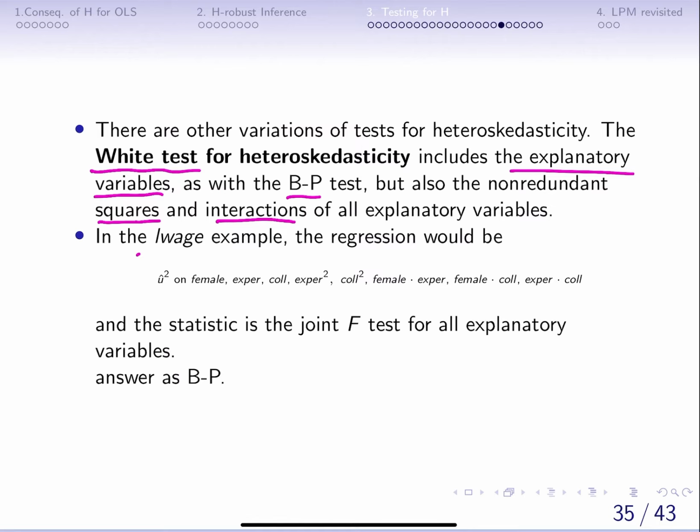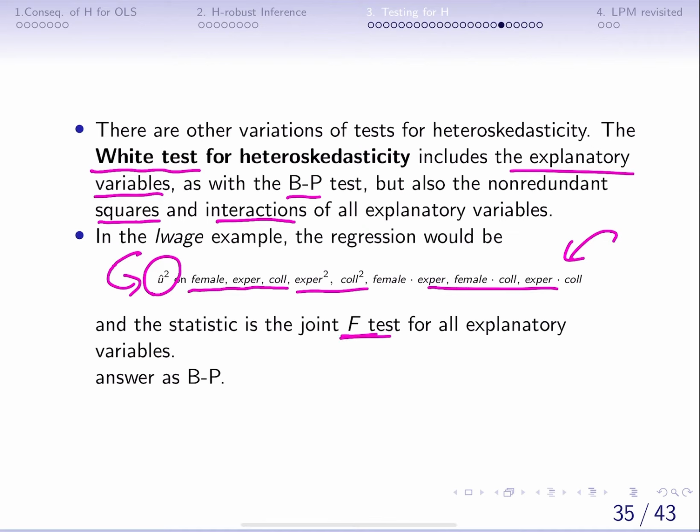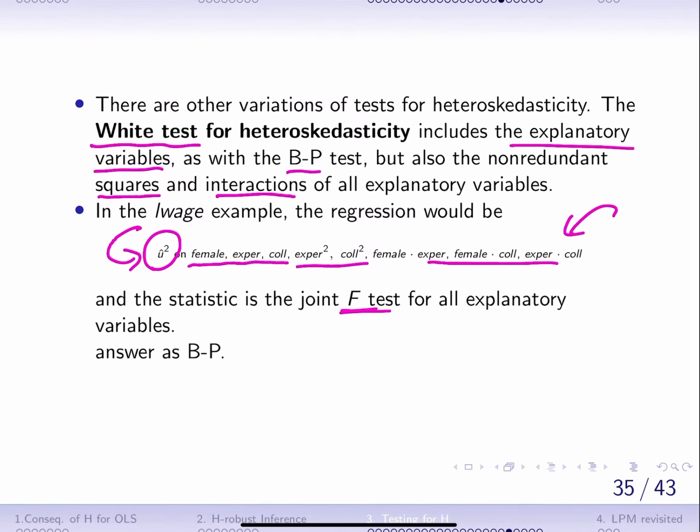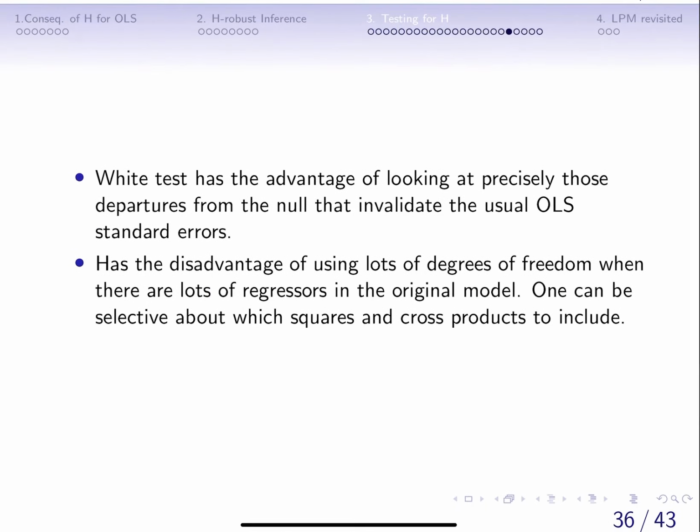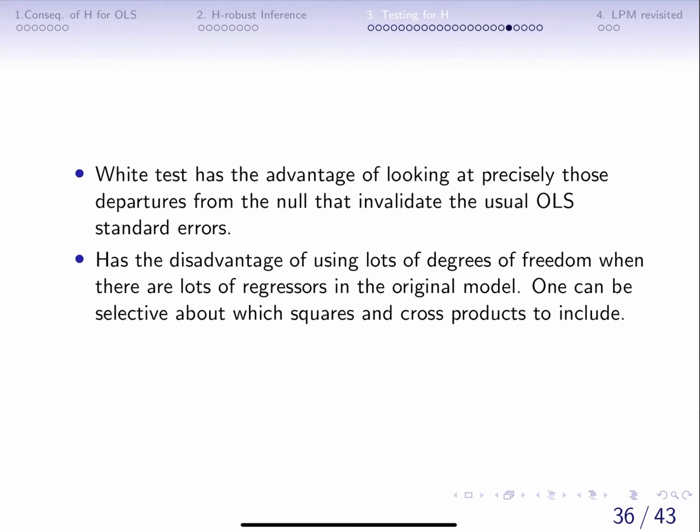Okay, so if you think about it, you can basically regress u square on all the explanatory variables, and you can have squared terms as well as interaction terms. And so you're basically going to look at the joint F test that is reported in your output, to see what inference you can draw for homoskedasticity. Now, both tests have pros and cons.